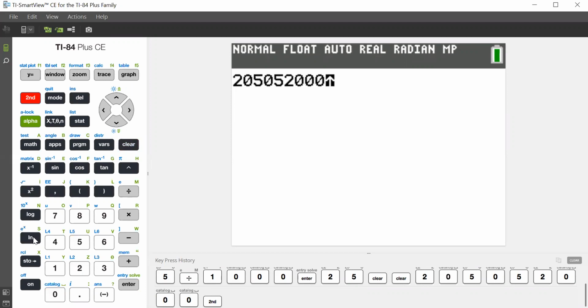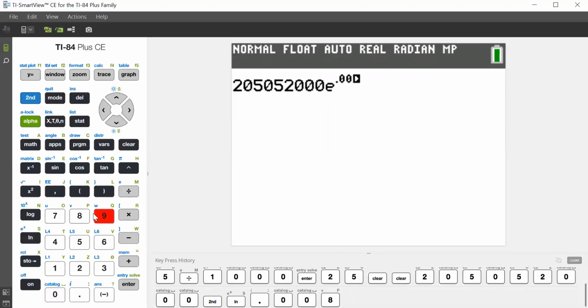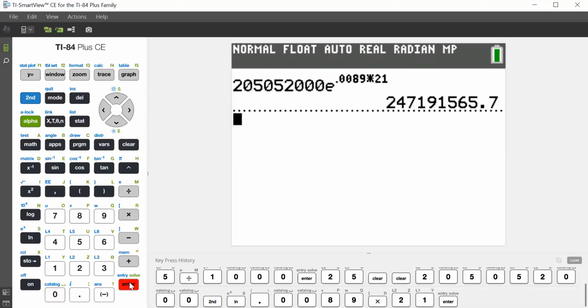So I'm going to hit the LN button. And look on the screen. It says E raised to a power. How cool is that? You do not write 2.718. You write E to the power of. And then I do 0.0089 times 21. And I hit enter. And I get a big number.